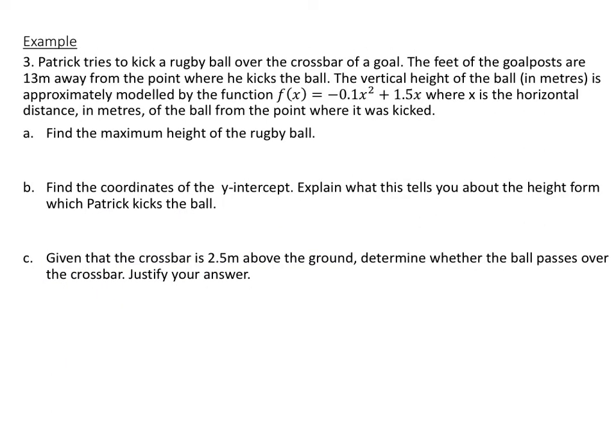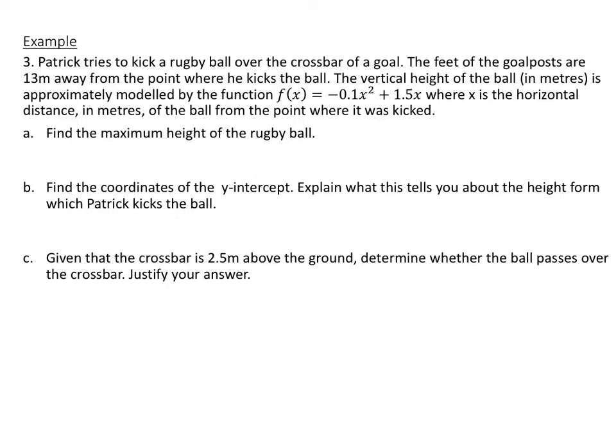Here's another example where Patrick tries to kick a rugby ball over the crossbar of a goal. A lot of ball motions, projectile motion, are represented with parabolas and quadratic functions. The feet of the goalposts are 13 meters away from where he kicks the ball, and the vertical height of the ball in meters is approximately modeled by the function f(x) = −0.1x² + 1.5x, where x is the horizontal distance from where the ball was kicked.